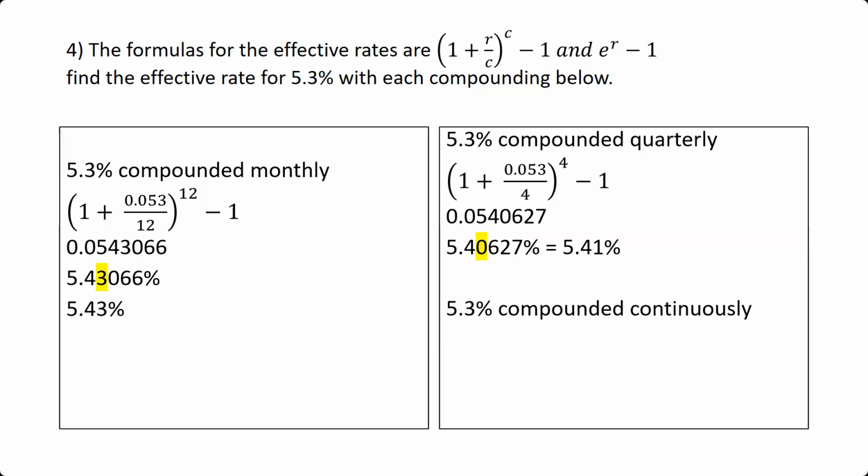5.3 compounded continuously. Compounding continuously uses the e to the r. e is where your LN button is in your calculator. Make sure, depending on how it shows, go to mark.